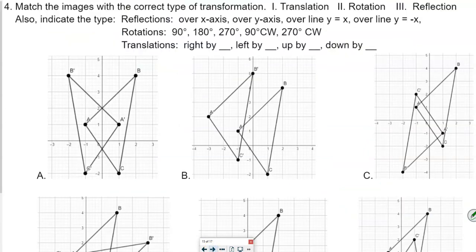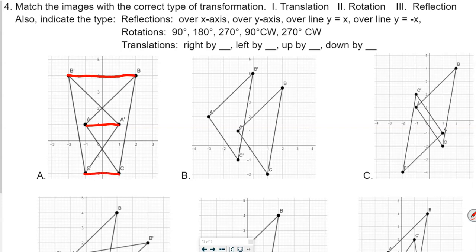All right, so the next one says match the images with the correct transformation: translation, rotation, reflection, 1, 2, and 3, and then tell what kind it is, basically. Okay, indicate the type. All right, so what we're going to do first is connect these vertices. I'm going to do this in red, A to A prime, B to B prime, C to C prime.